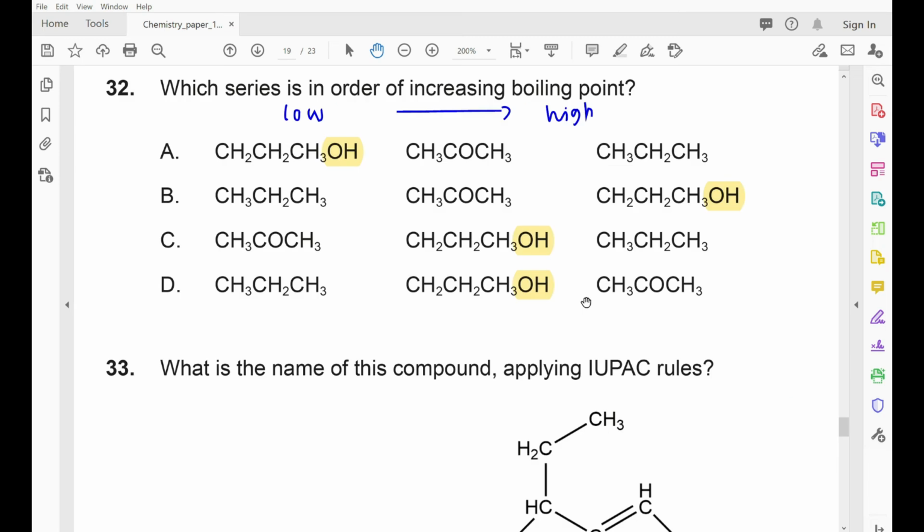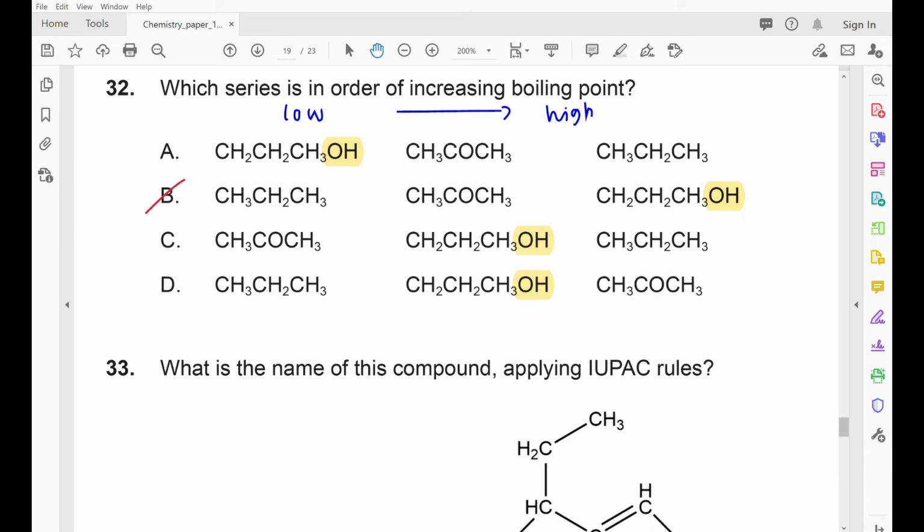Question 32. Which series is in order of increasing boiling point? That means from low to high. So I've highlighted all the molecules that can form hydrogen bonding with water or with each other. They must have the highest boiling point. So B is the answer.